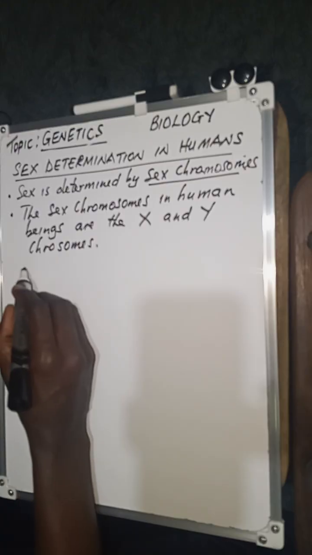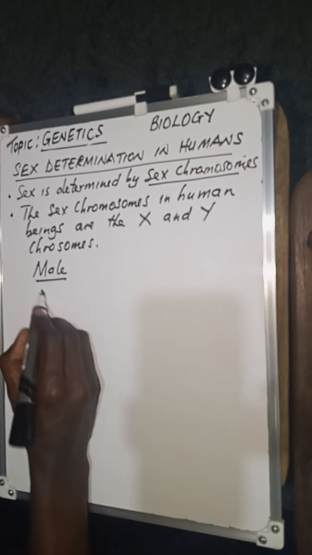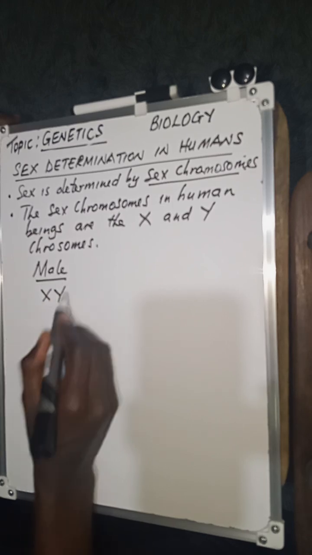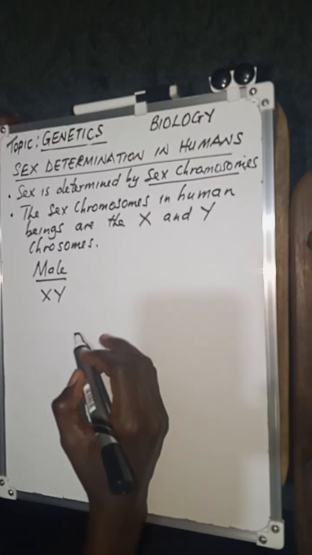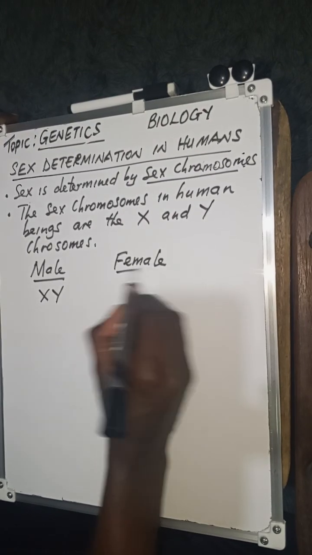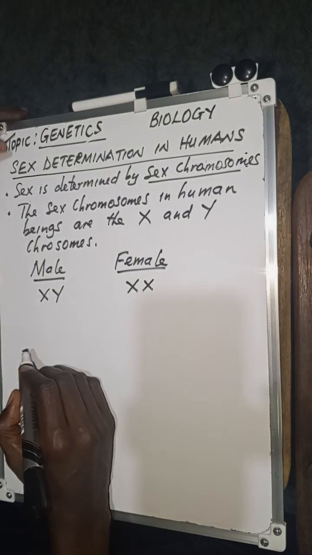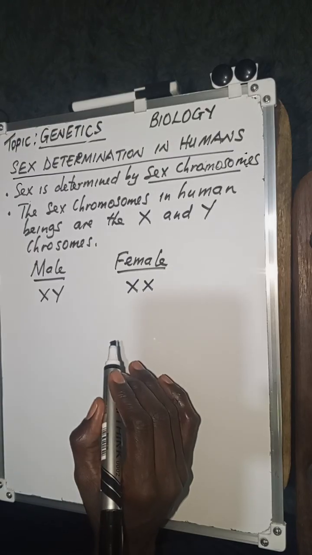And what is notable is that when you find this type of genotype in males, we have the XY. So when you find this genotype, it actually indicates male. But when you find this type of genotype, XX, it actually indicates the female.